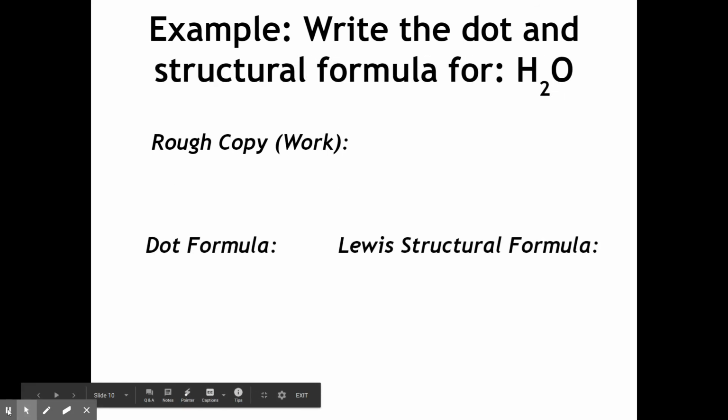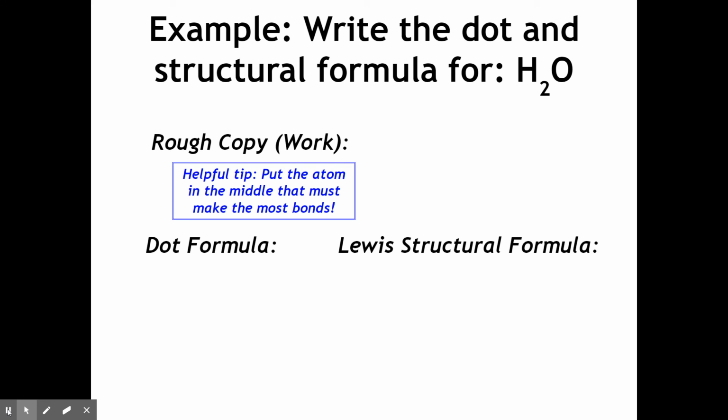Our next example is H2O. So we have 2 hydrogens that are 1 valence electron each, plus our 6 valence electrons for our oxygen, so that's 8. 8 electrons divided by 2 is 4. So we're looking for 4 pairs or bonds.